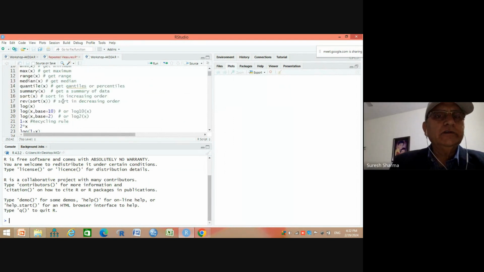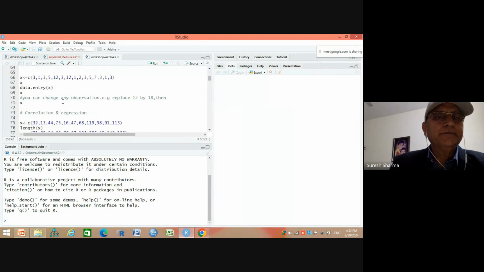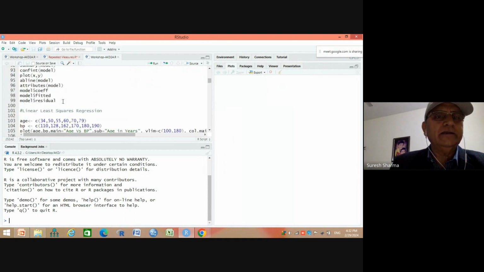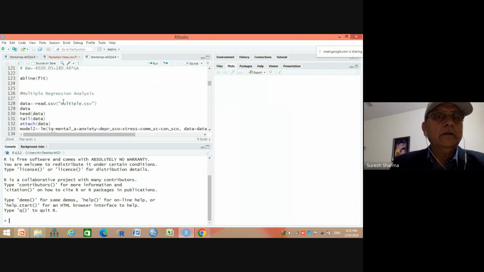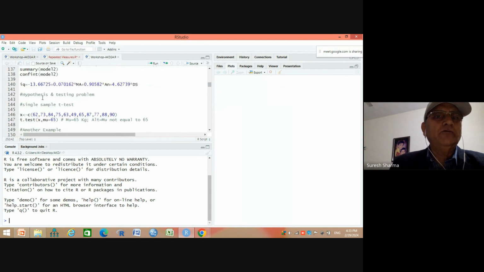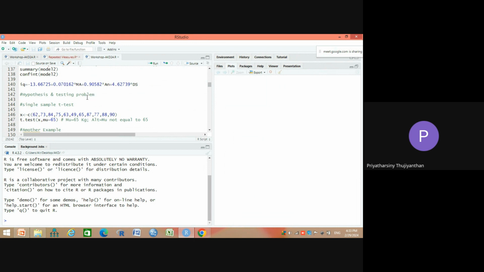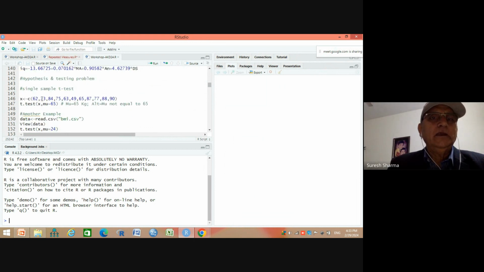All right. So this part we have already covered yesterday, like correlation, regression, correlation testing, and multiple regression also. Let's go for hypothesis and testing. Can you see this line? Hypothesis and testing problem. Suppose this data is concerning weight. I have the weights of a few people: 62, 73, 84, 73, 63, something like this.